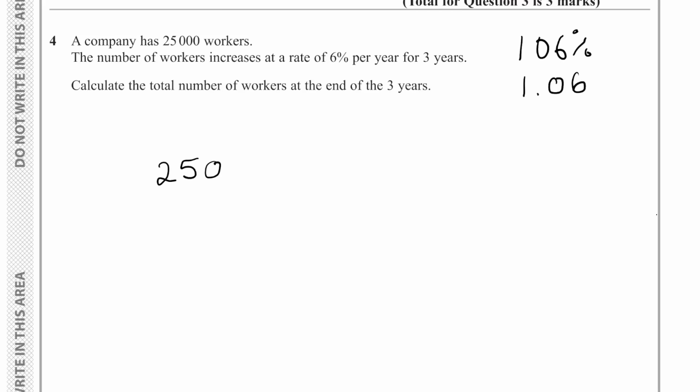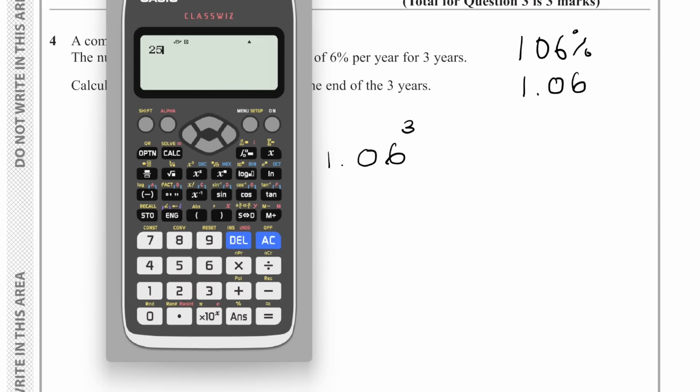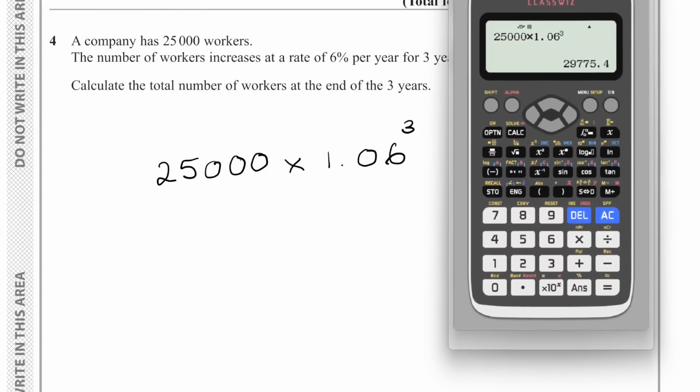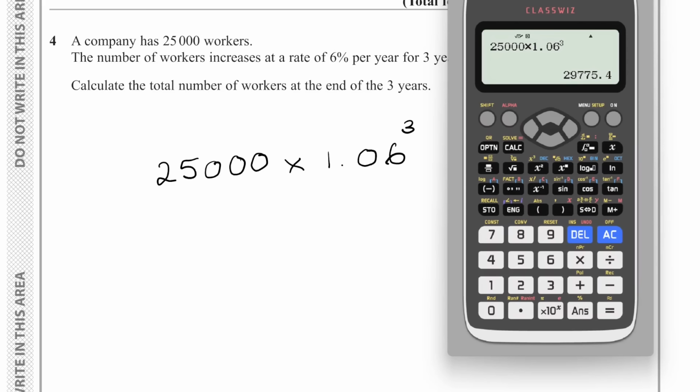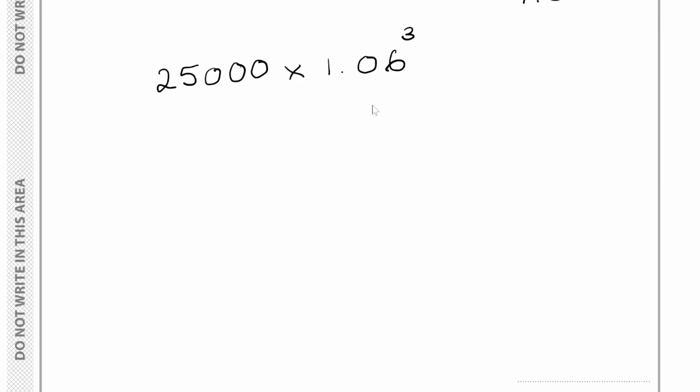So to add on 6% in one calculation, we times by 1.06. We need to do that 3 times. So it's cubed. And we're just going to type that into the calculator. 25,000 times 1.06 cubed. 29,775. I'm going to give it as a whole number because it's a number of people. So to the nearest whole number, 29,775.